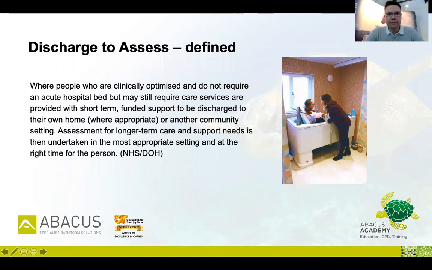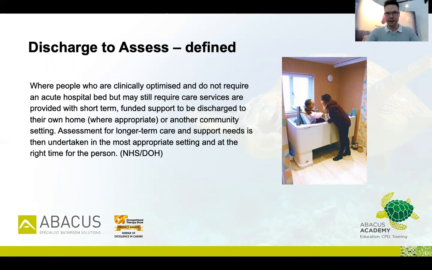Discharge to assess defined is where people who are clinically optimized and do not require an acute hospital bed, but may still require care services, are provided with short-term funded support to be discharged to their own home where appropriate, or another community setting. The assessment for longer term care and support needs is then undertaken in the most appropriate setting and at the right time for the person. So essentially, it's reinforcing what I just said.